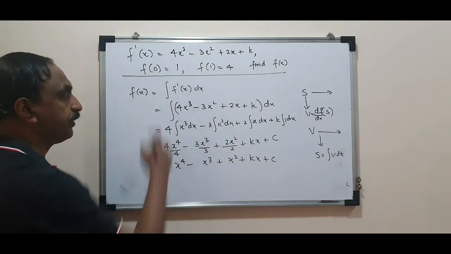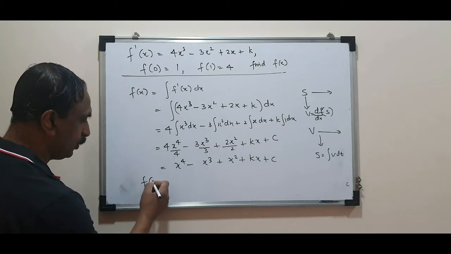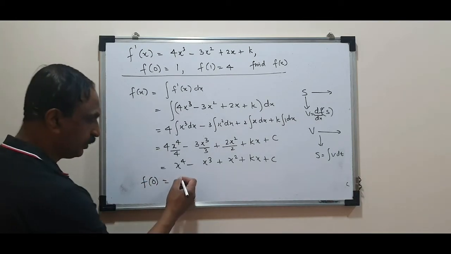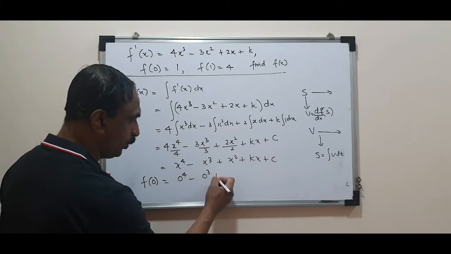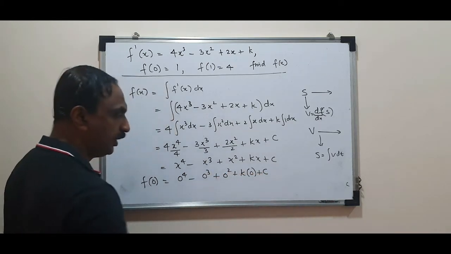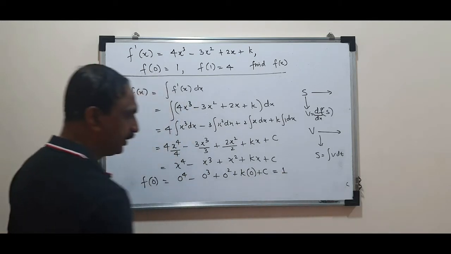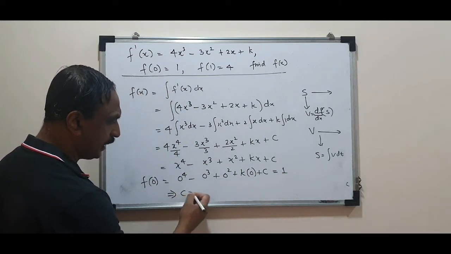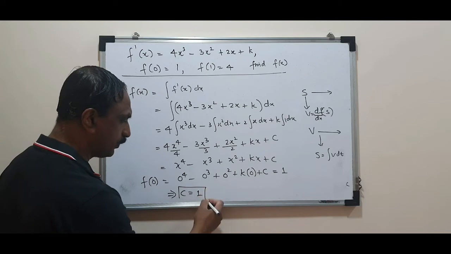First, we'll apply f of 0 is 1. So let's calculate f of 0. 0 raised to 4, 0 cube, 0 square plus k into 0 plus c should be 1, which implies c is equal to 1. So we got c's value.